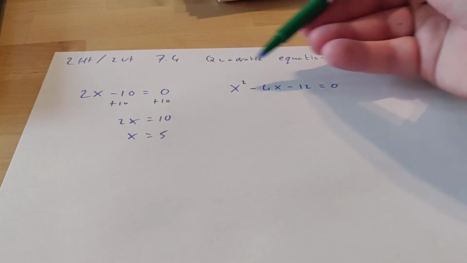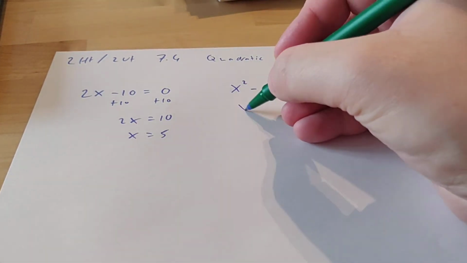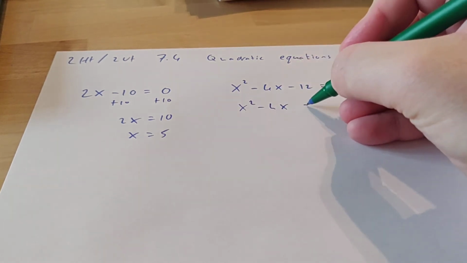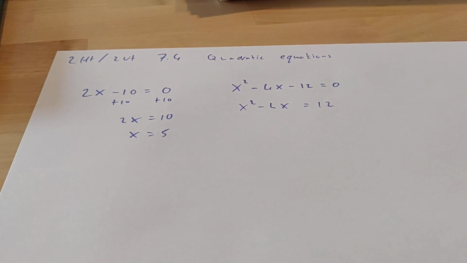Now, if you want to solve this, you can't do that. Because, I mean, you can add 12 on this side. Let me do that as an example. Alright, equals 12. But then you still have two x's here. You have an x squared and a 4x. So that doesn't really help us with anything.